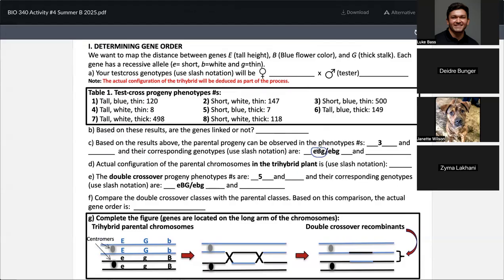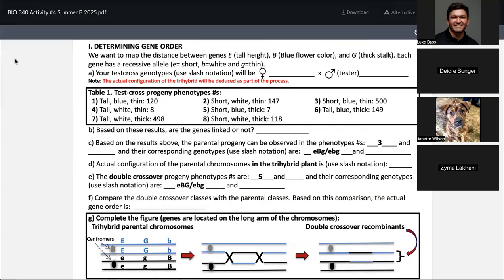So here it's little e, big B, little g, and then one of the double crossover genotypes from this trihybrid parent is little e, big B, big G. Oh, I see. Okay, that makes sense. Okay, good. And it's already listed here, like it's already filled in for those two.